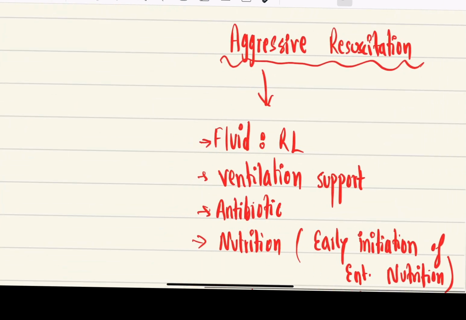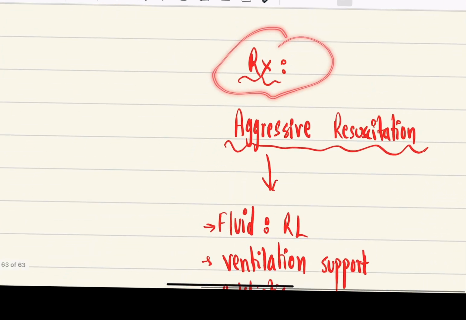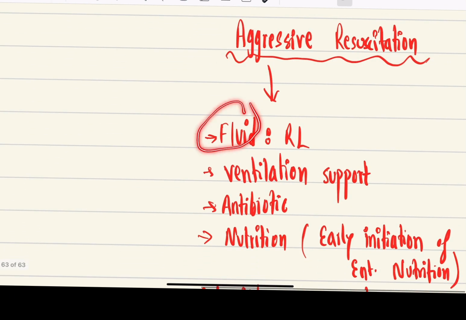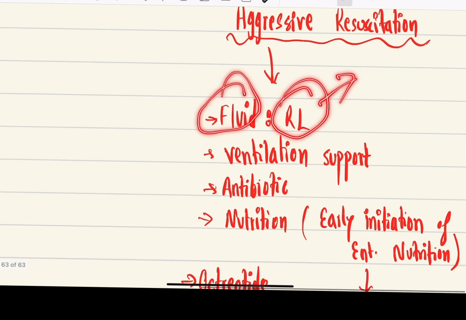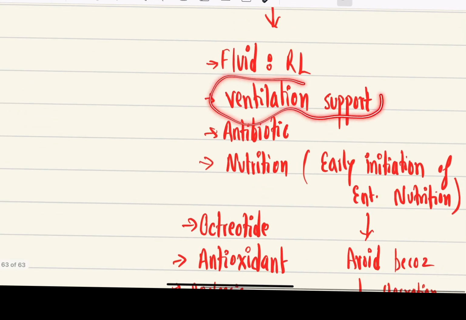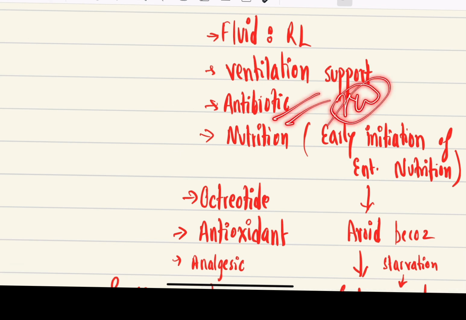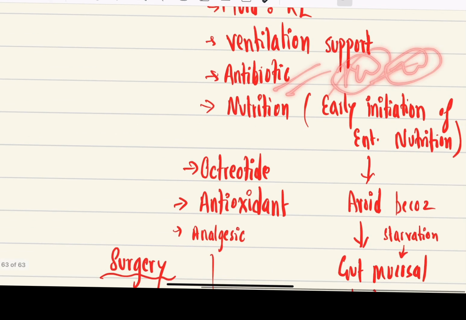Let's see the treatment. We should do aggressive resuscitation of this patient. We should give fluids. Ringer's lactate is the choice for acute pancreatitis. We should give ventilation support. If oxygen is low, we should provide oxygen supplementation. We should provide antibiotics like meropenem, or ceftriaxone and meropenem. And we should provide nutrition.